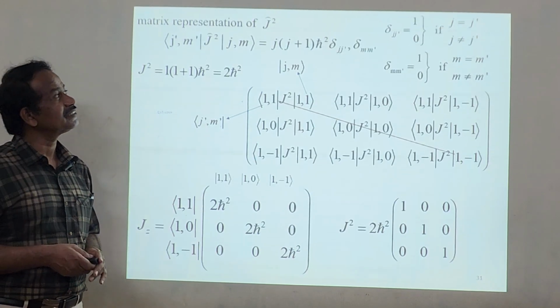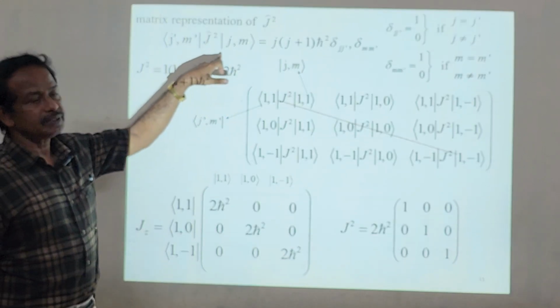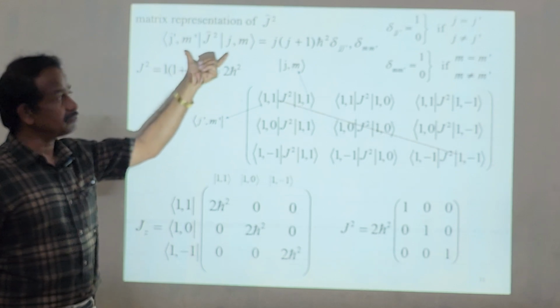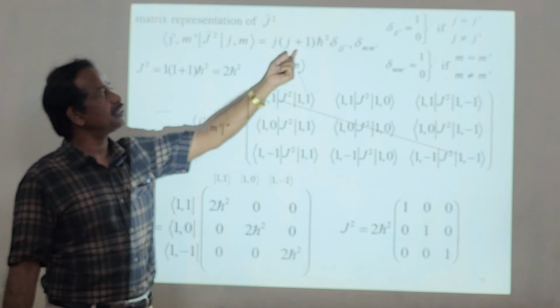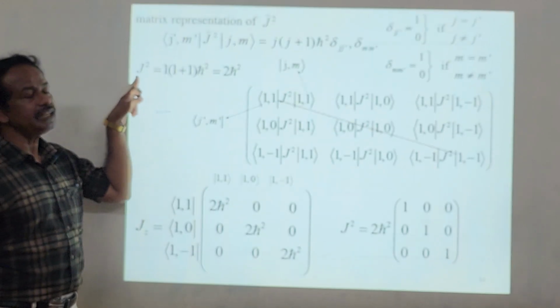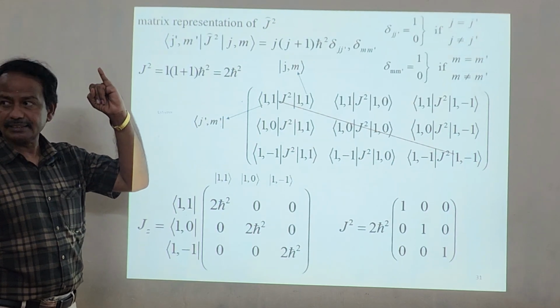And how do we represent this in terms of matrices? So this is the eigenvalue equation for J squared, as well as for the matrix elements. So the matrix elements for J squared are j into j plus 1 h bar squared with a delta function. And the value will be, for example, we just take j equals 1. Okay, next case.